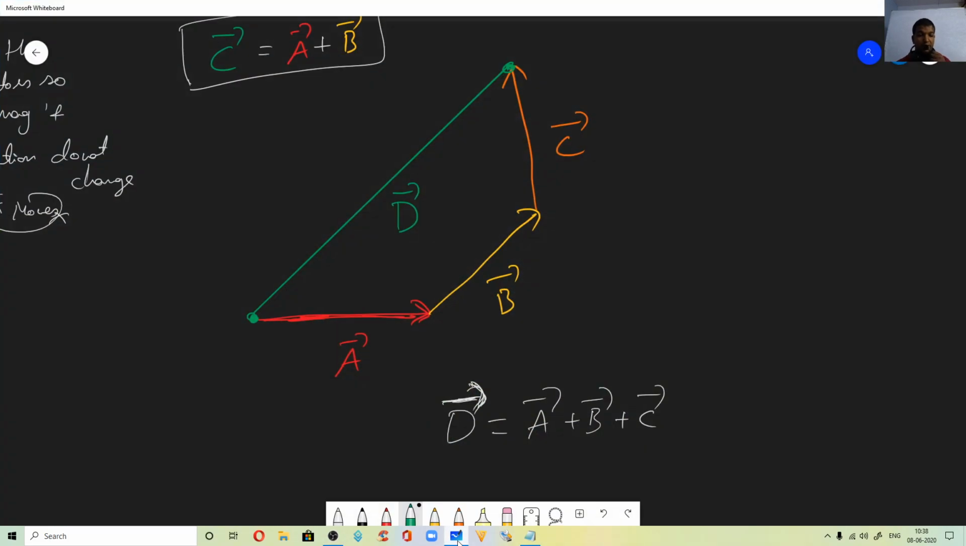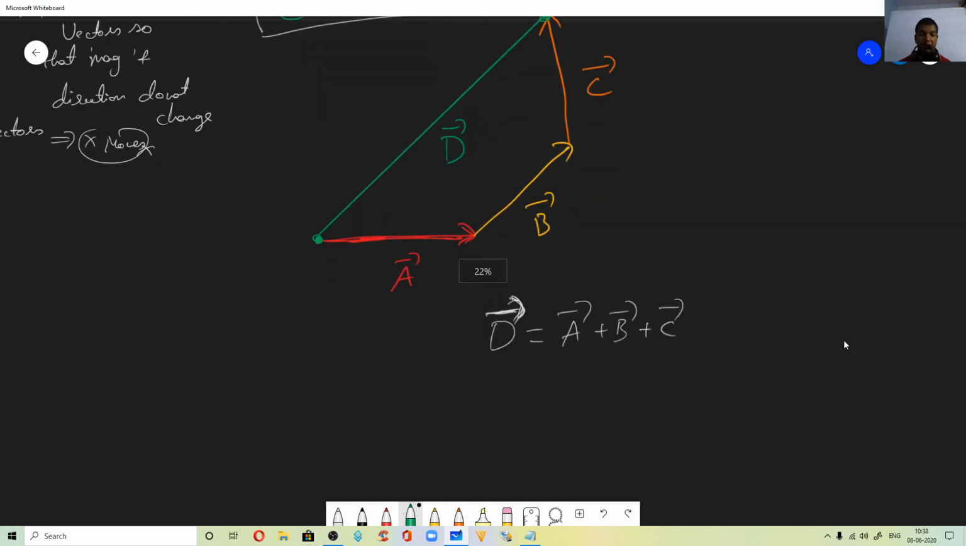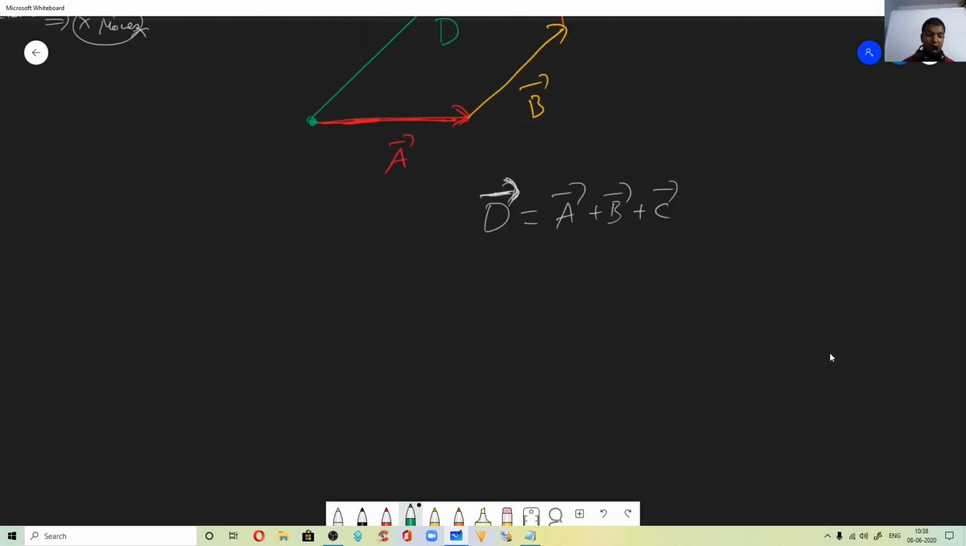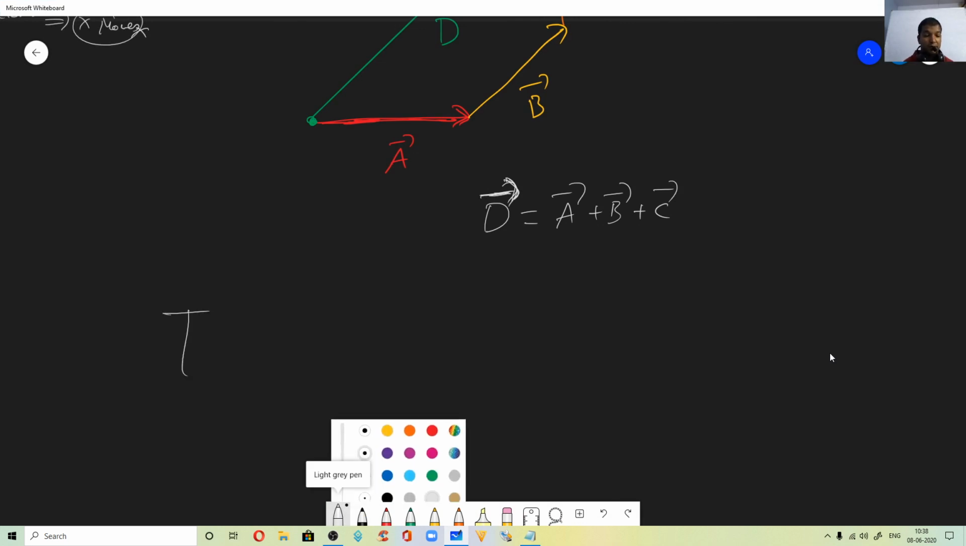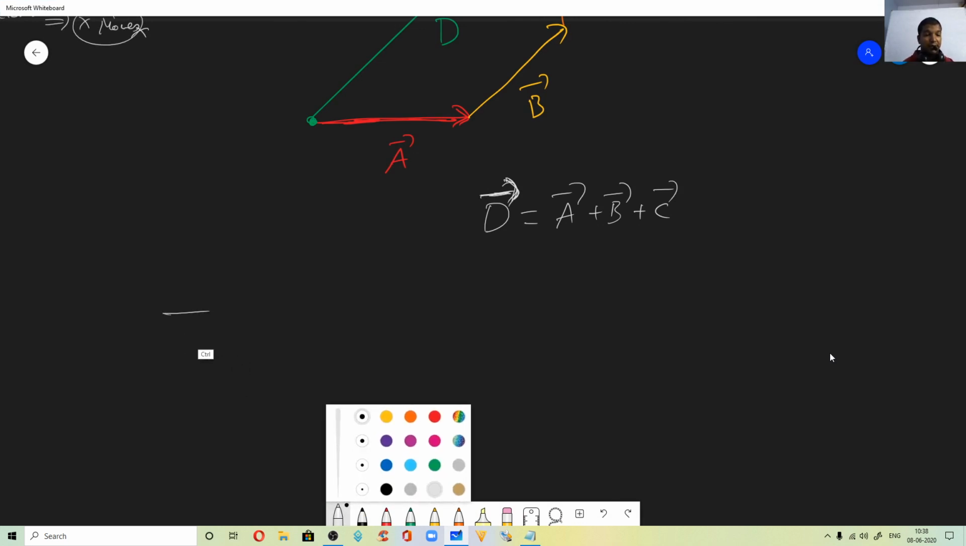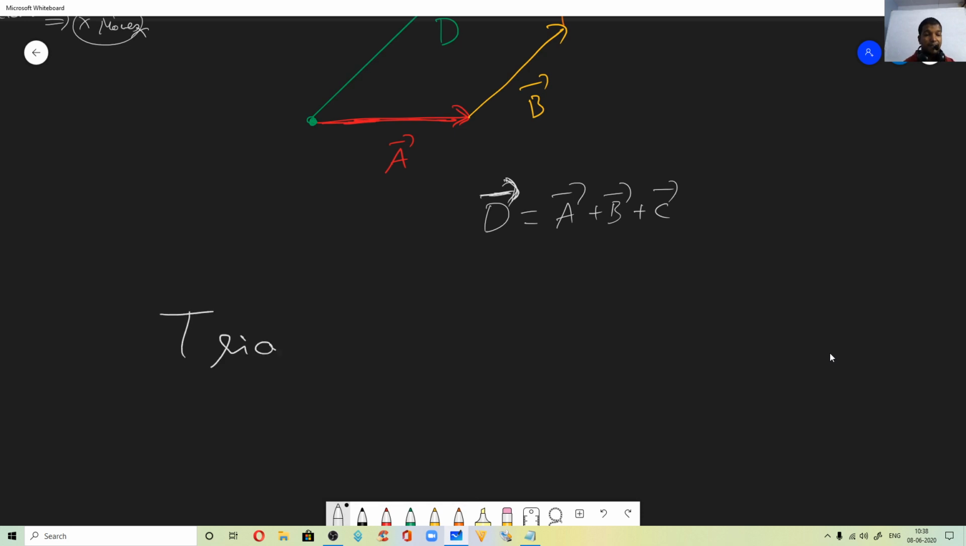The properties we will take a look at in the next class. Now let us define the triangle law of vector addition. As I told you, there are two laws we use: the triangle law and the parallelogram law. Both are quite similar, and you will understand why they are similar.